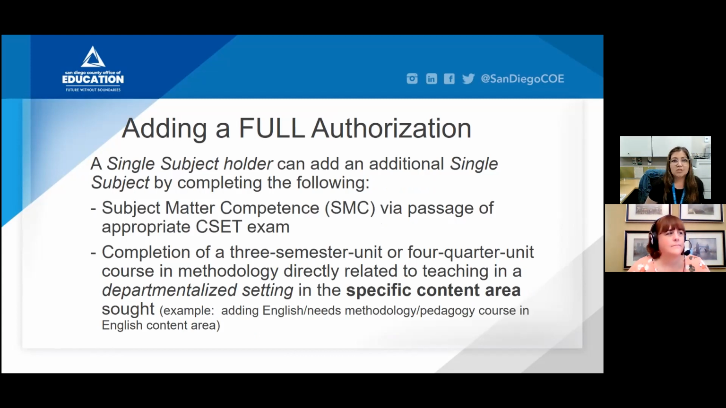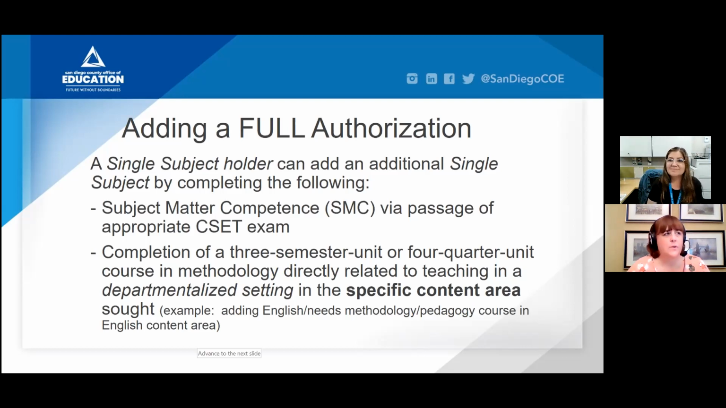Adding a full authorization for single subject, you already have a single subject. Let's say you have a single subject in English and now you want to add math. How do I do that? You would take the CSET in math. So subject matter competency in the subject area sought is needed. And then you would need the 3-semester unit methodology pedagogy course in that specific content area. You already had it in the initial area that you got it in, and now since you're adding another content area, that methodology course must be in that area.